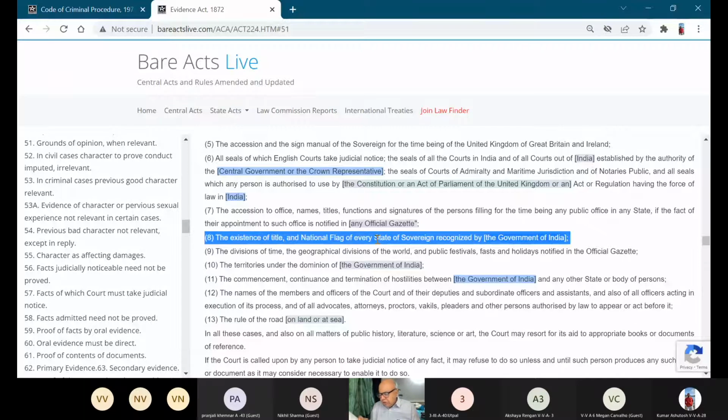The commencement, continuance, and termination of the hostilities between the government of India and any other state, body or person. So the court will take judicial notice. At present, we are on a war path with Pakistan and China with regard to our territories. They have an evil eye towards our Indian territory in Kashmir, Nagaland and many other places. So constantly there's a vigil. There are armed forces which have been set up. So the court will take judicial notice. There is unrest with regard to our neighbors.